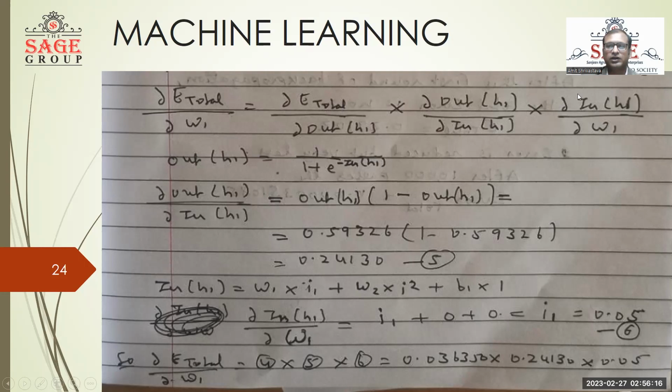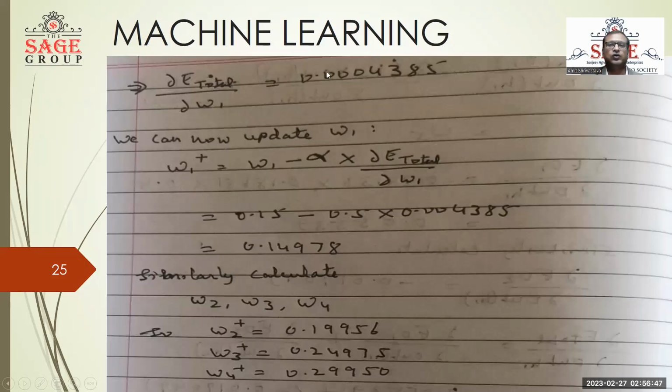Now the third term, ∂in_H1/∂W1. in_H1 is nothing but W1 I1 plus W2 I2 plus B1 into 1. So when I partially derivate with W1, these two terms will become 0 because they will be treated as constant with respect to W1, and this will become I1. So finally I'm left with I1. I just put the value of I1, that is equal to 0.05. So now I've got all the terms of 4, 5 and 6. Putting the values, we can calculate ∂E_total/∂W1. It is coming to be 0.0004385.